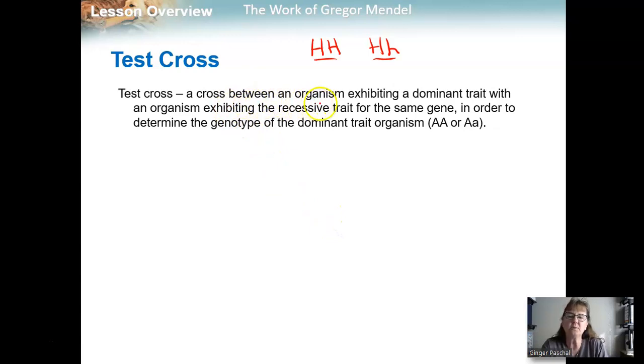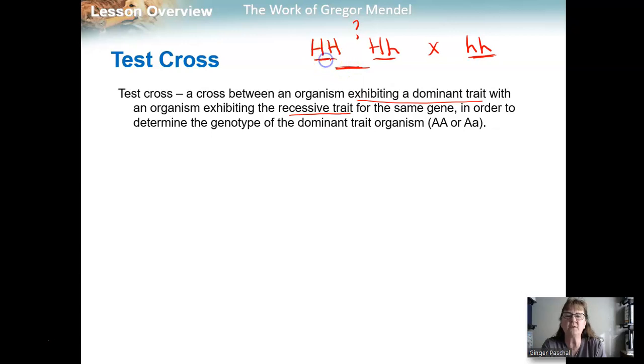A test cross is a cross between an organism that exhibits the dominant trait, just like these two, with an organism that exhibits the recessive trait. So we would cross this unknown with this type of individual because we know this demonstrates the recessive trait, therefore it must be homozygous recessive. And we're talking about this for the same gene. And we can do this in order to determine the genotype of the dominant trait individual or the dominant trait organism.